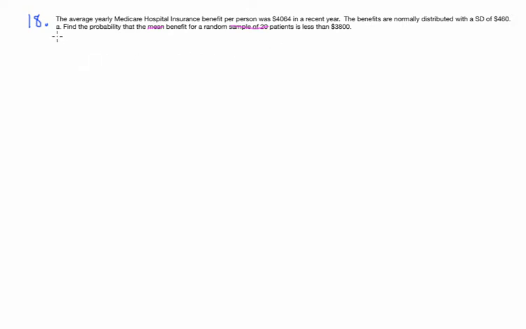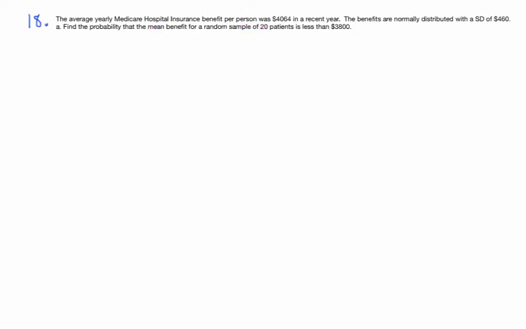I've crossed out some words to make this look like a problem that we've done in previous sections. Actually, earlier in this homework, like problems 6, 8, and 10, it would have said, find the probability that the benefit for a random patient is less than 3,800. Notice that you're looking at finding just one patient. So what's different in these problems?